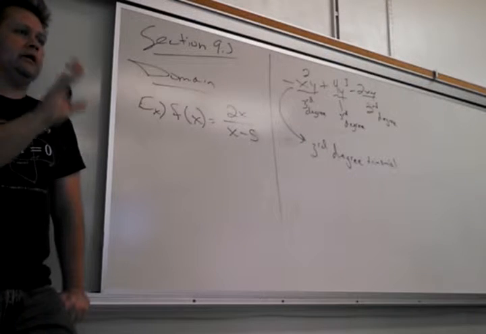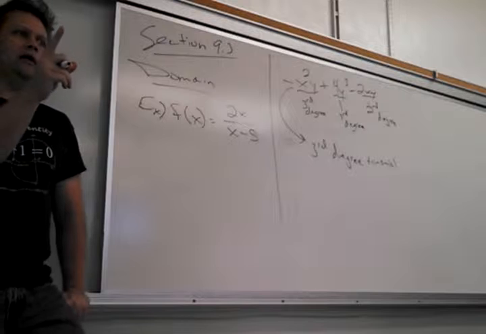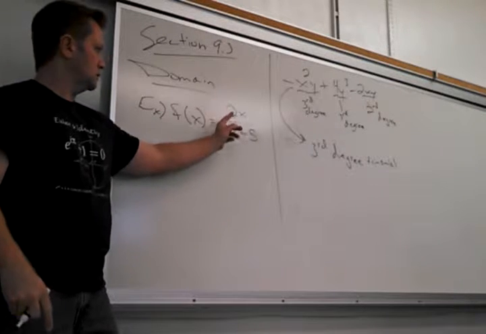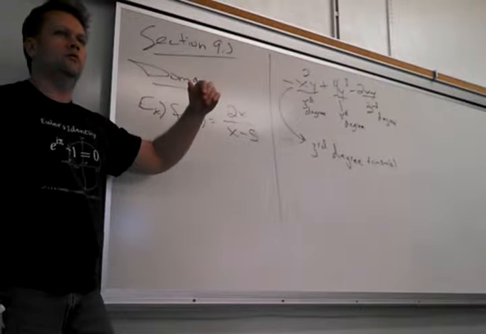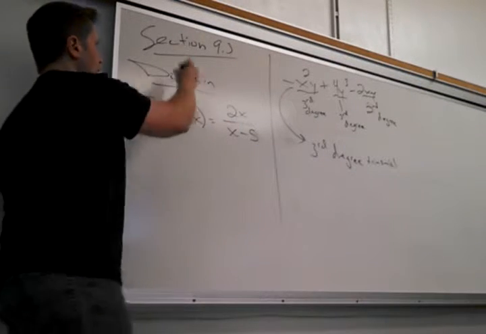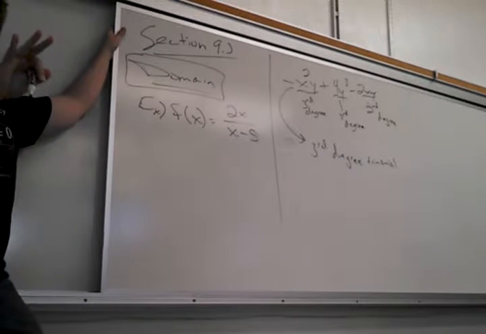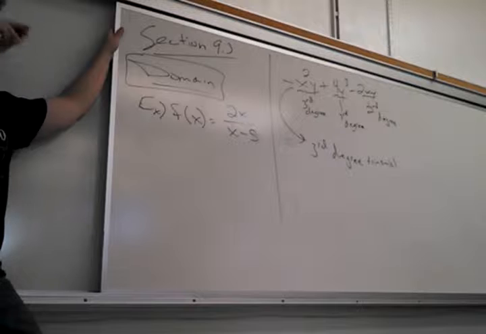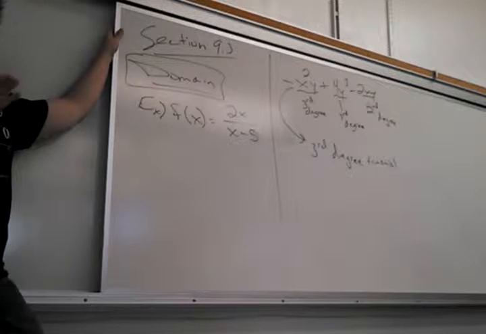So I can use any x value I want to for this, except anything that makes it freak out. And this specific function freaks out if its bottom is 0. What x value makes the bottom 0? 5. So in general, if they ever ask you what's the domain of this function, if you can say in English what the restriction is, you write that in Mathish and you solve it.